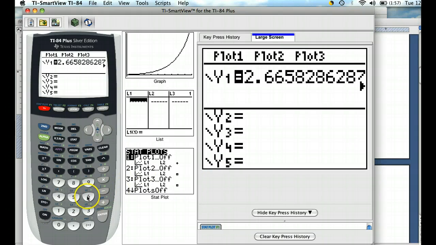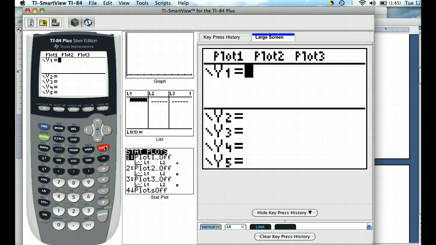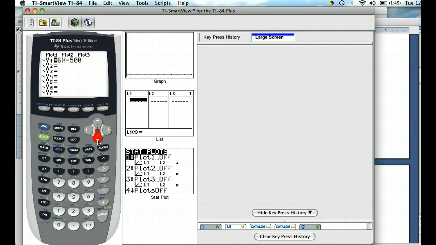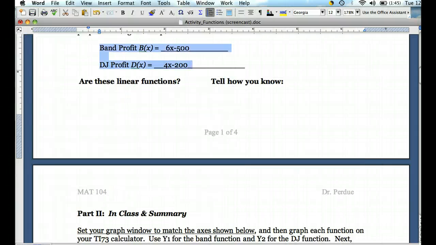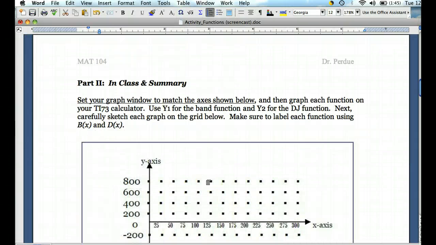So here I'm going to do 6 times x, oh sorry, let me clear this out. 6 times x minus 500. That's going to be y1, the band function. And it tells me to make y2 the DJ function.